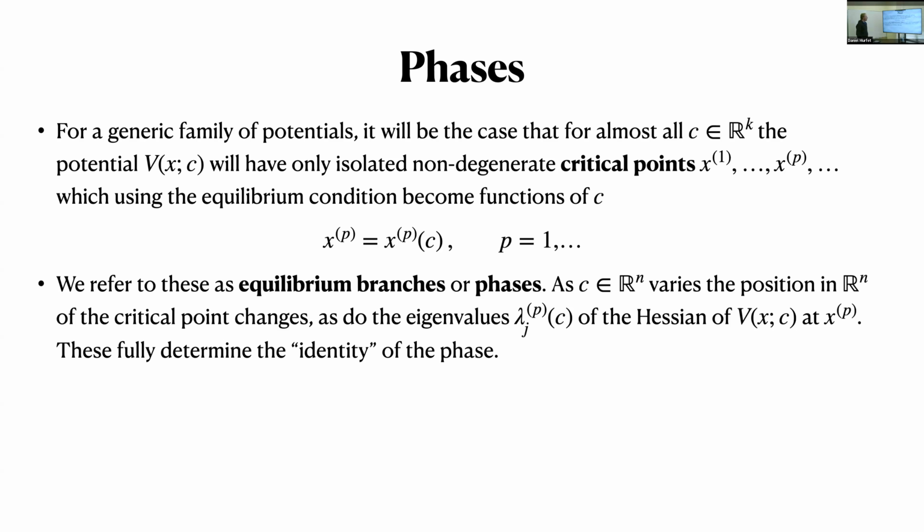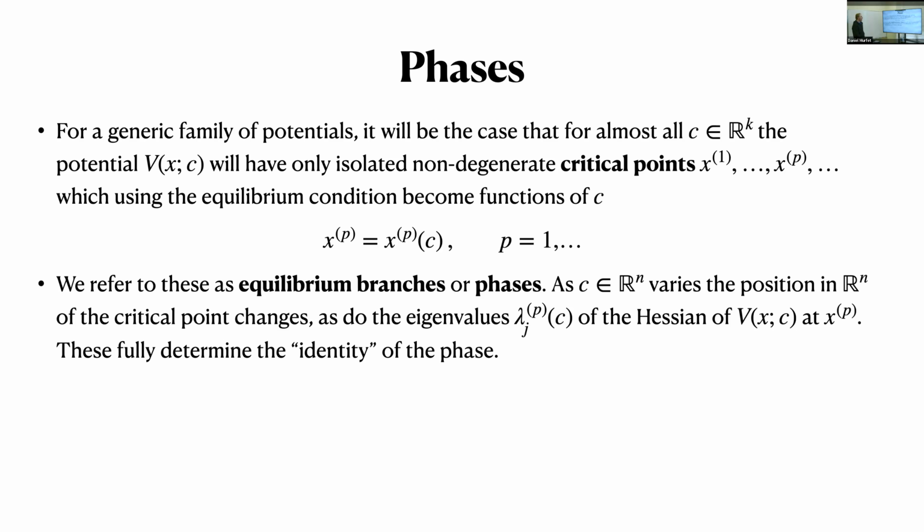Okay, so for a generic family of potentials, for almost all values of the control parameter, the potential will have only isolated non-degenerate critical points. No higher dimensional loci of critical points like we see in Liam's talk, for example, right? So there's an open dense set in the space of functions where that doesn't happen, where every critical point is isolated and non-degenerate. And the assumption that's setting this up is that for almost all control parameters, you're moving through that part of the space of functions, and you only hit things that have degenerate critical points at isolated values of C.